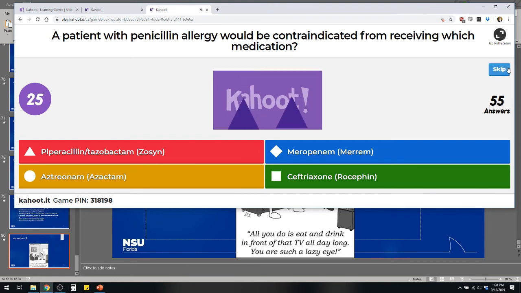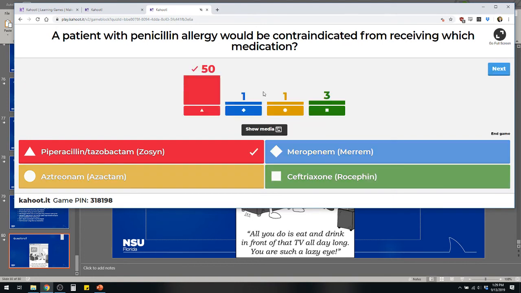And get your answers in. All right, yes, piperacillin-tazobactam. Why is that? Still a penicillin, right? So even if it is anti-pseudomonal, even though it covers that extra stuff, it's still going to cross-react, right? Because again, penicillin allergy is a penicillin allergy. So dicloxacillin, oxacillin, piperacillin, any of those, you're going to cross-react there.